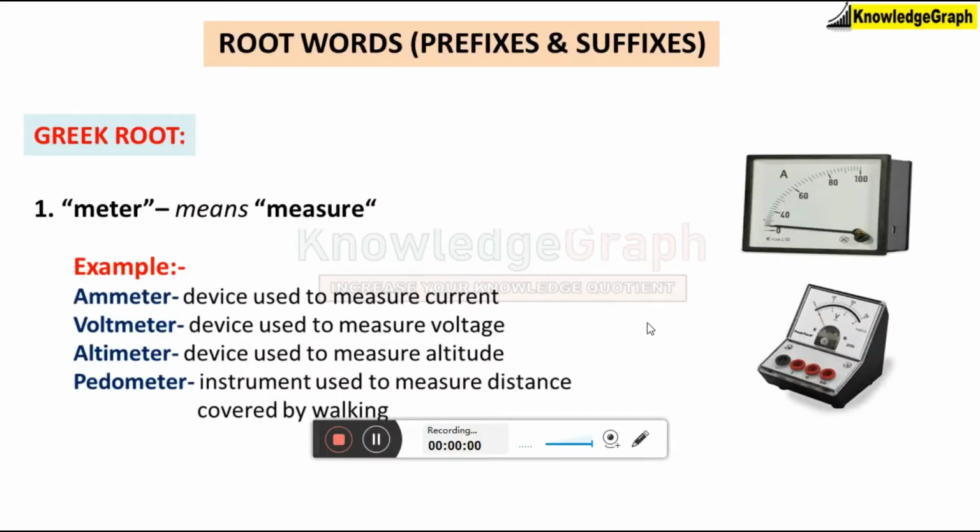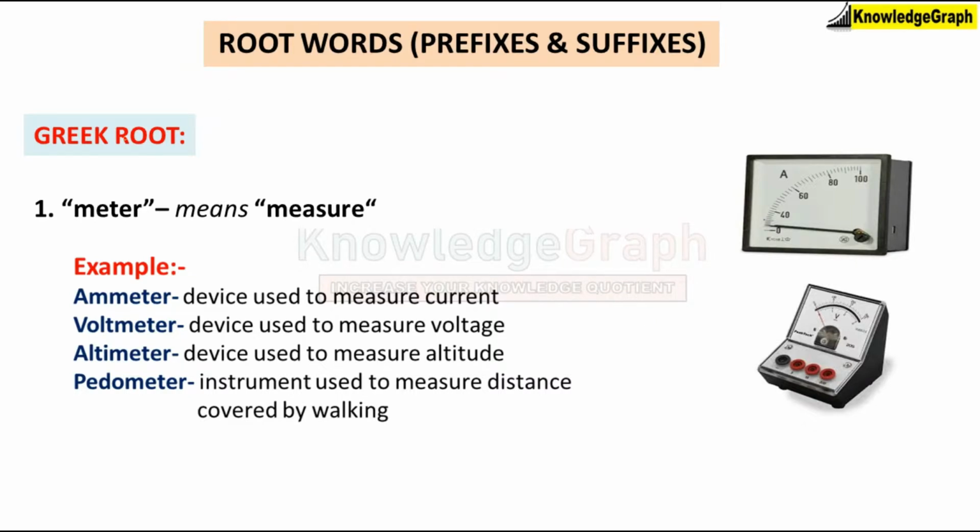Okay, so the first one which we have over here is meter. Please note that I have given the etymology of the root word as well. What do you mean by etymology? Etymology is the study of the origin of the word. Okay, it's like the study of the origin of the word.